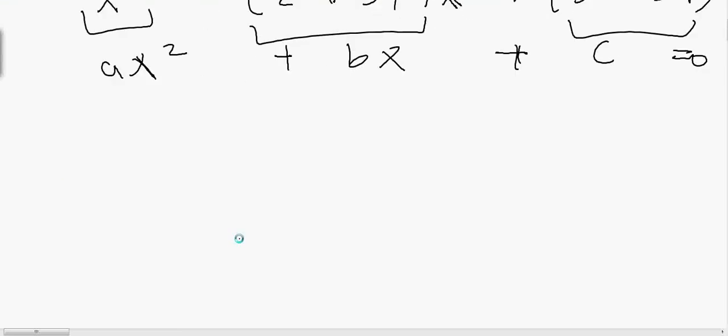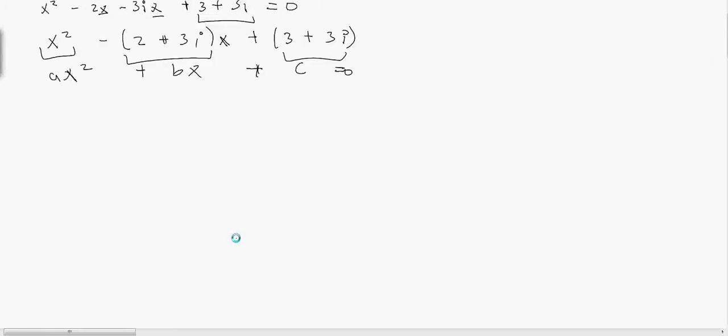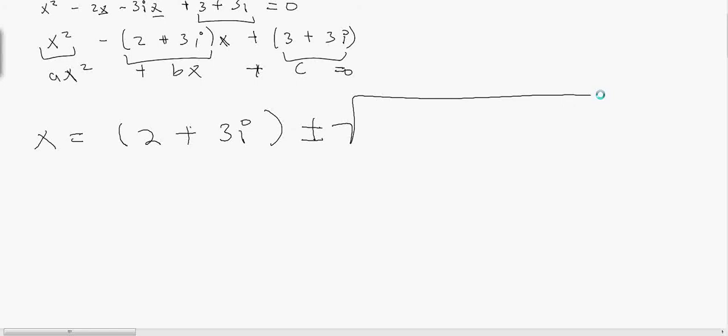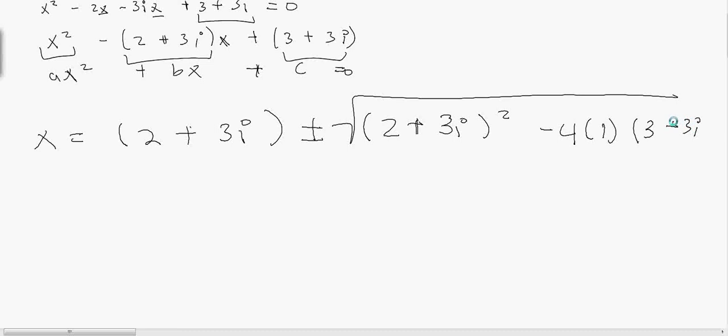So now when you plug this into the quadratic equation, you get x equals 2 plus 3i plus minus the square root of 2 plus 3i squared minus 4 times 1 times 3 plus 3i. Okay, and this whole thing will be over 2.